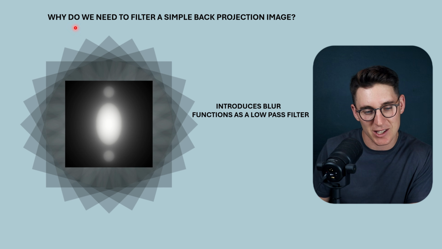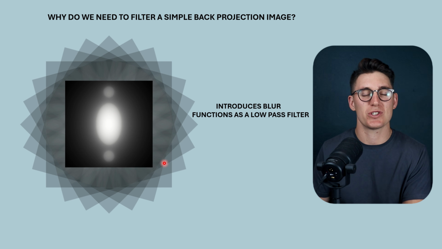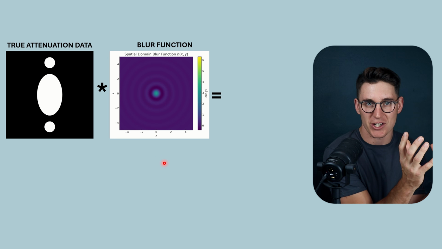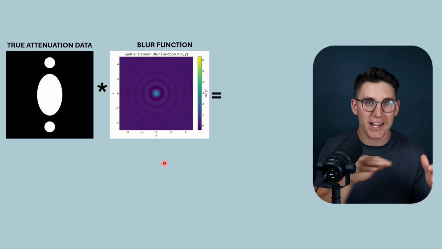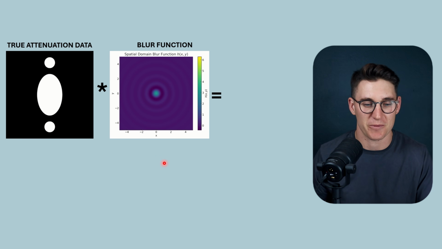Now, we can think of this image that we've created as containing two separate data sets. It's got our true attenuation data, and it's got some blur function that we've introduced by the process of simple back projection.